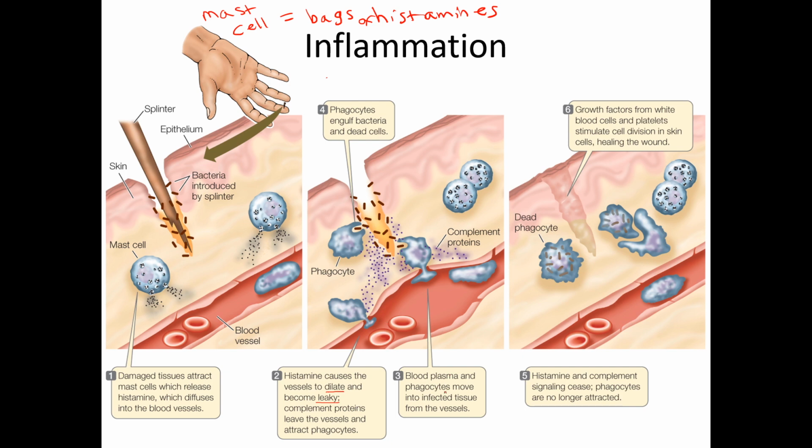So you can see here, it moves from the blood vessels into the tissues, phagocytes do their job, and these antimicrobial proteins also help. So dilation and increased leakiness is caused by the histamine released by the mast cells. Then that process stops, healing process occurs, sealing up that wound.